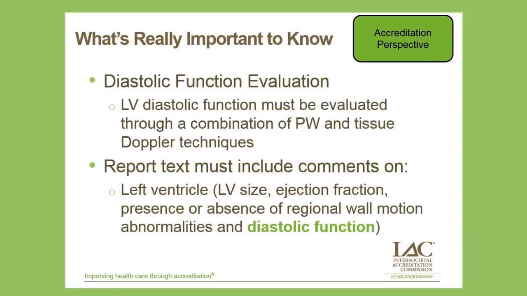The other thing that's really important to know, and this is from an accreditation perspective, is that you now must evaluate LV diastolic function with a transthoracic echo through a combination of pulsed wave and tissue Doppler techniques. And if all you do is the mitral inflow and the tissue Doppler, that will fulfill that standard. But I would encourage you to also use LA volume index instead of LA dimensions and make sure that you're looking at the LV function, obviously. And then the report text must include a comment now on diastolic function, normal, abnormal, or as complicated or not complicated as you'd like to get.